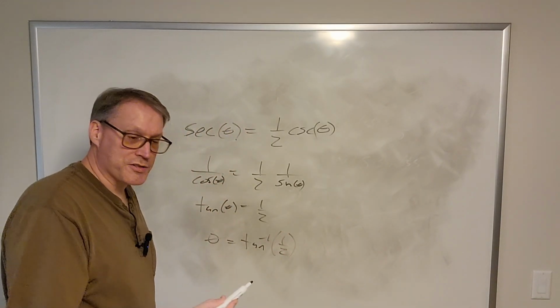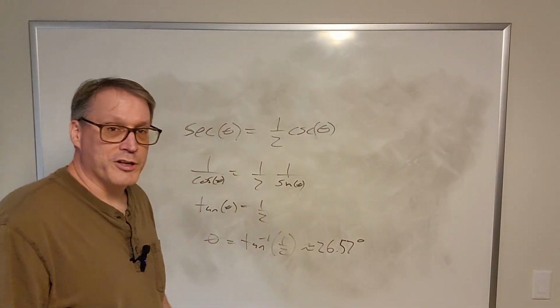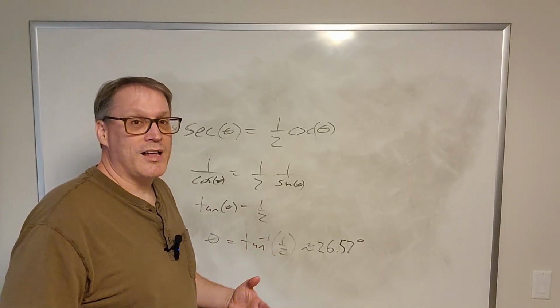My marker's dying. I apologize for that. Plug in tangent inverse of 1/2 in your calculator, and you get roughly 26.57 degrees. That's about it in terms of what you need to know from this stuff. Just get a lot more practicing, get a lot more familiar with it.